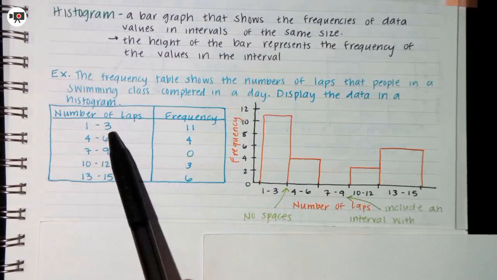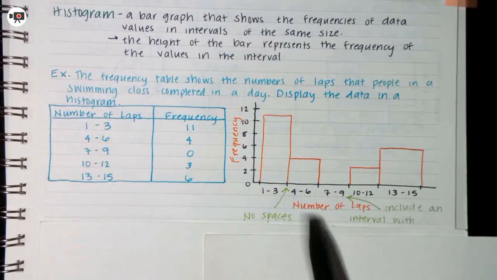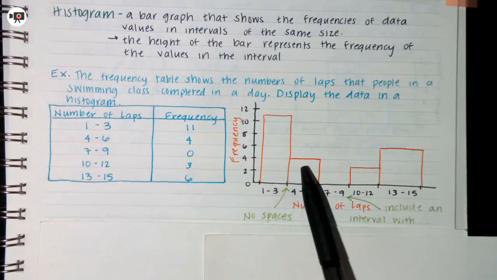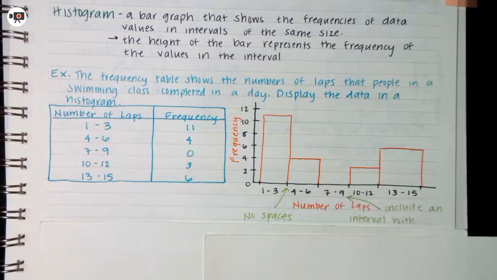So for interval 1 to 3, it goes up to 11. Notice that we don't have any spaces between the bars, that they're all touching. And when there's a frequency of 0, we just leave it blank. We leave a gap there.